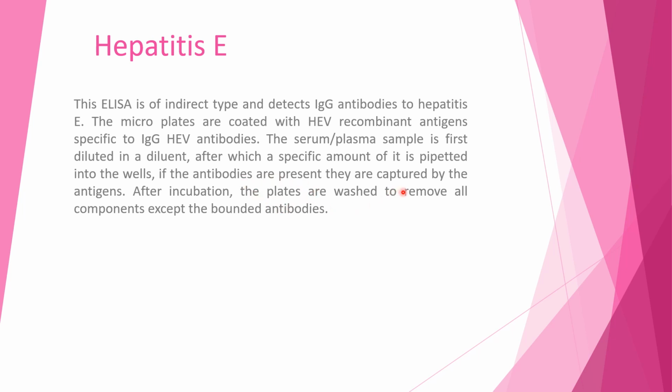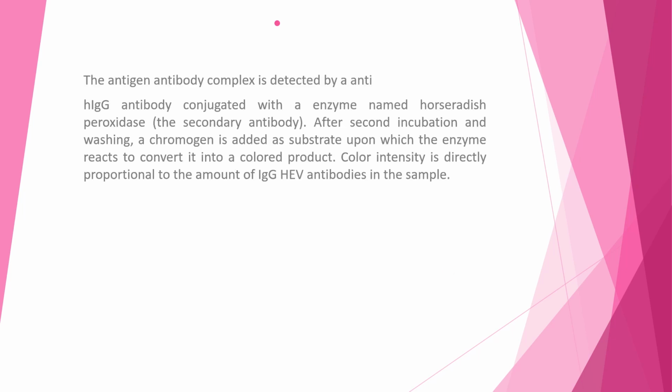The serum or plasma in the sample tube is first diluted in a diluent, after which only a specific amount of this diluted sample is added into the wells. If the antibodies are present, then they are captured by the antigens. After incubation, the plates are washed to remove all the components except the bound antibodies. Only the antigen-IgG antibody complex remains.